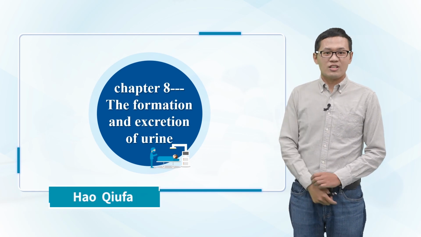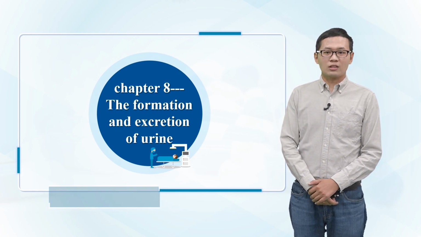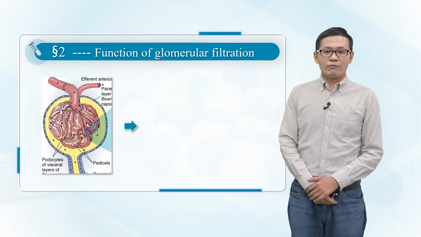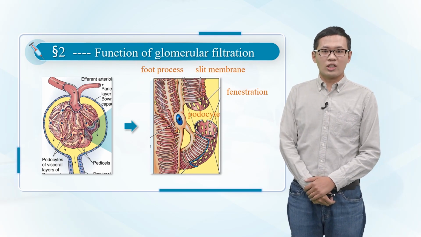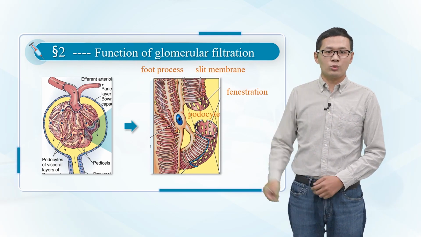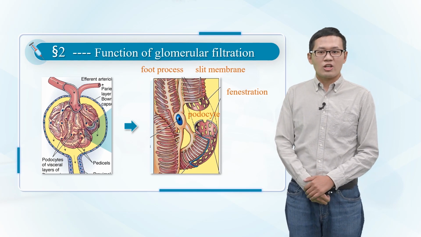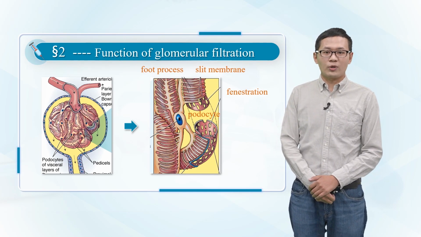Hello classmates, in this lesson we will talk about glomerular filtration. Each single nephron contains the structure called the renal corpuscle. The renal corpuscle actually consists of two different structures, the Bowman's corpuscle and the glomerulus.